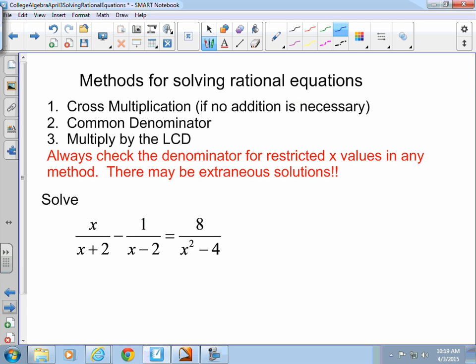Okay, so today we're going to be solving rational equations. Equations with fractions in them. There are 3 options. There is cross multiplication. And mainly we're going to use that if we don't have to add 2 fractions together. We don't need common denominators and all of that stuff. There is getting a common denominator, and there is multiplying by the least common denominator.